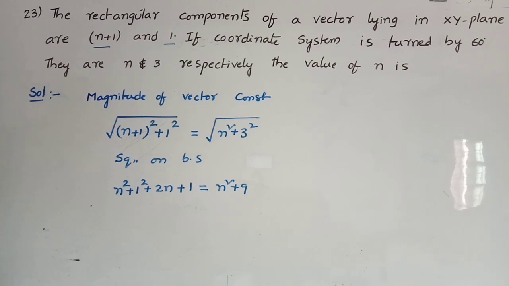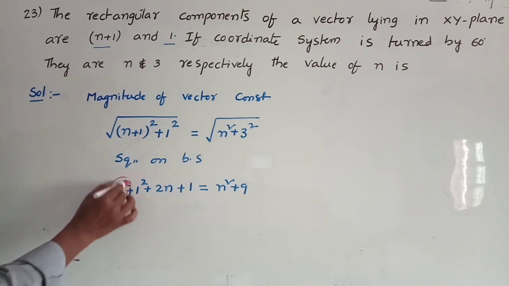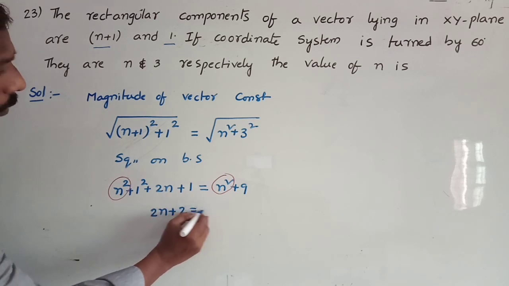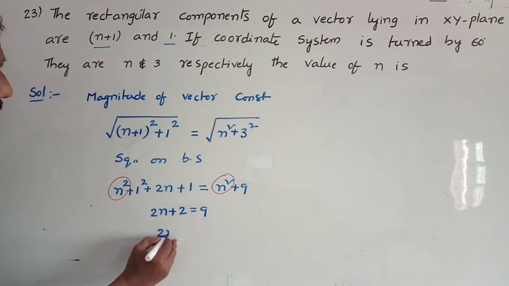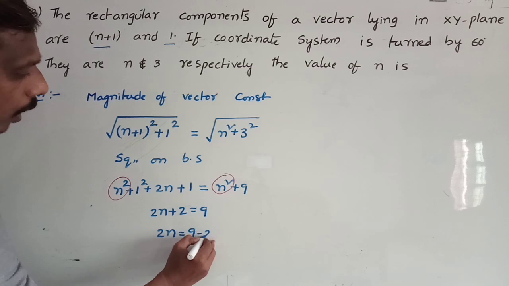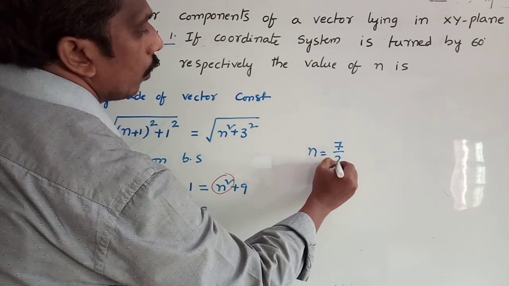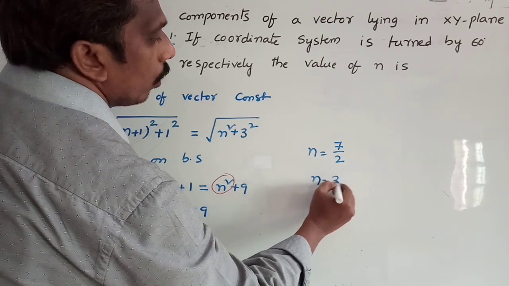On both sides n square gets cancelled. Then we get 2n plus 1 is equal to 9. From this, 2n is equal to 9 minus 1, n is equal to 7 by 2. That's why n is equal to 3.5.